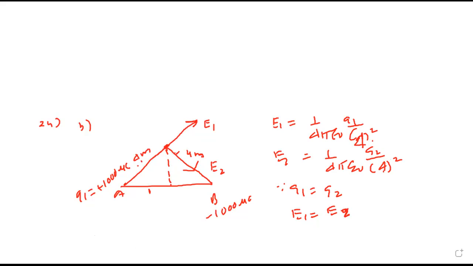So we have to find now the resultant by using vector. To get the vector, we require this angle. So if I take this angle as theta, then E1, when resolved into two components, this will also be theta.